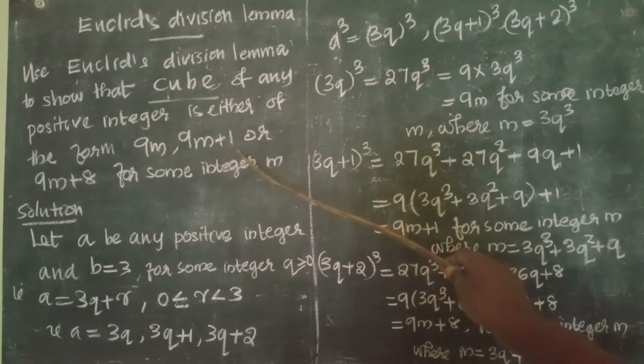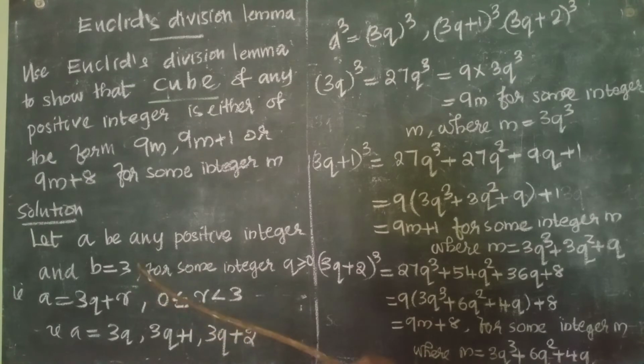Here the form given is 9m, 9m plus 1 or 9m plus 8. So we can select b equal to 9 or factor of 9, that is 3. Anyone we can take. Here I have taken b equal to 3. So we can write a equal to 3q plus r. The possible values of r are 0, 1 and 2. It should be less than 3. That is a equal to 3q, 3q plus 1 or 3q plus 2.